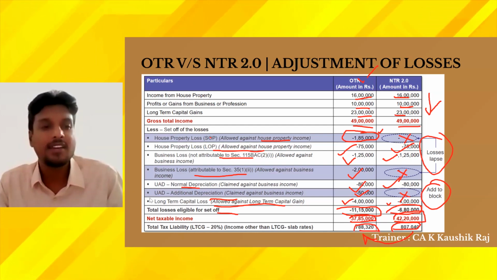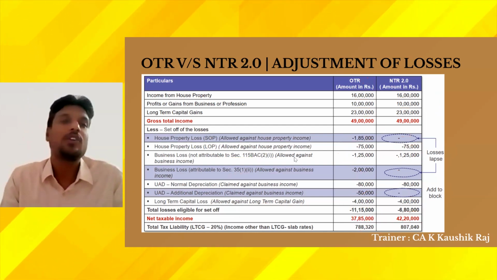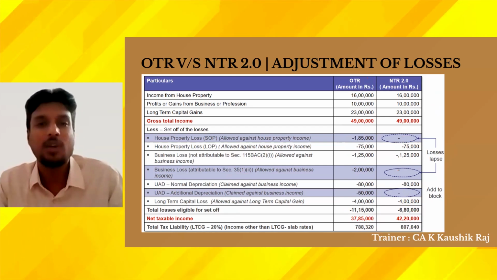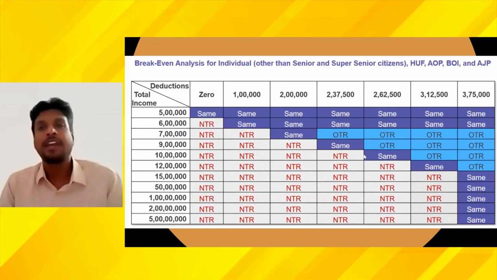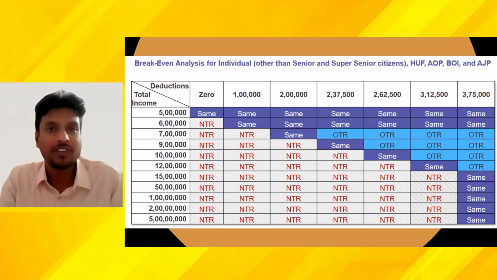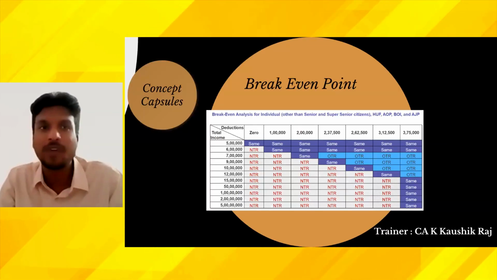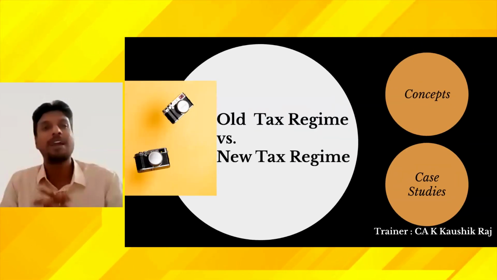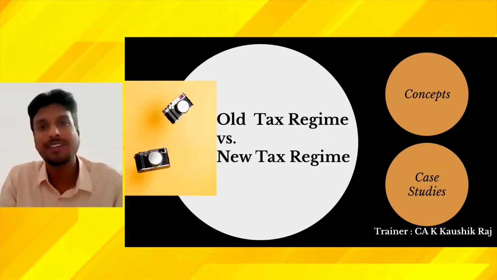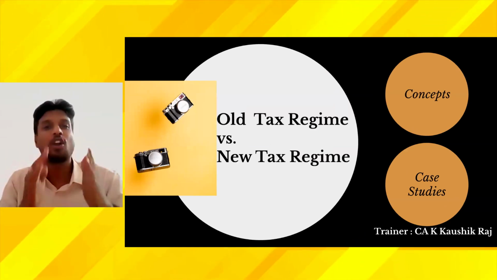So these are the case studies that we had today to discuss in terms of the old tax regime and the new tax regime. So like I said, this will become the break-even point analysis for you in order to see which is more beneficial, which we did in certain case studies, which we have discussed today. So this is the paradigm shift of old tax regime to new tax regime and new tax regime 1.0 to 2.0.